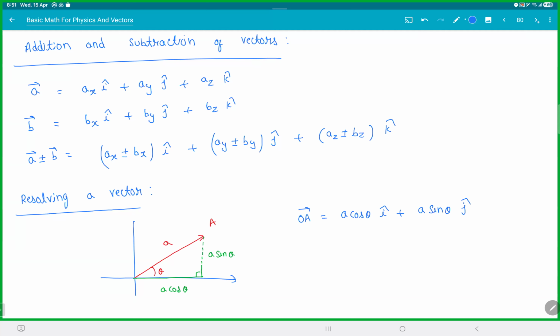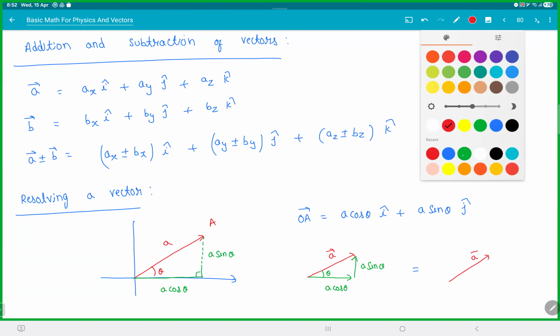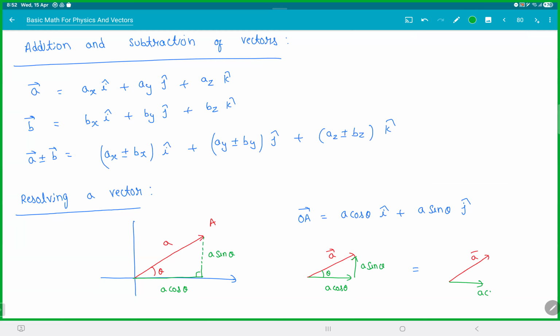And now for convenience, we do something like this. This A bar is actually made of these two vectors, A cos theta and A sin theta. And do you remember when you move a vector parallel to itself, it still remains the same. So we can write A bar as A cos theta and A sin theta vertically. That's it, just to make it look good. It'll be easy for convenience. Is that making sense? So this is how we will write the vectors most of the time.